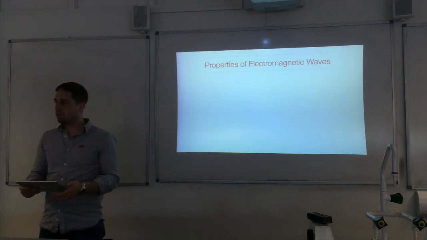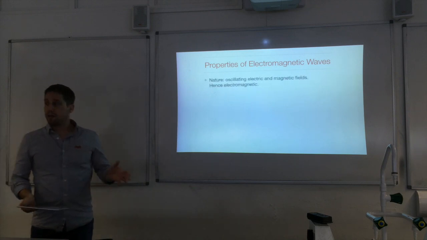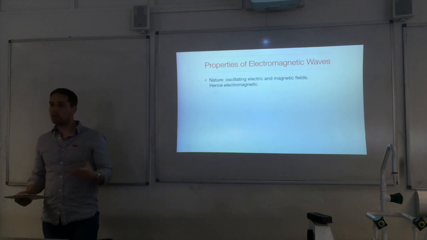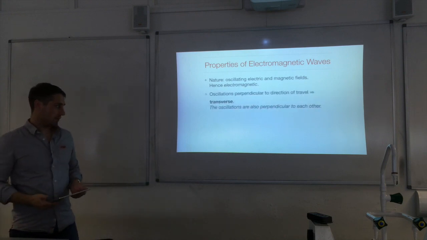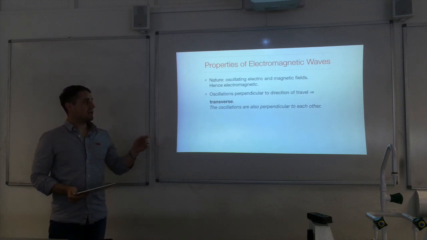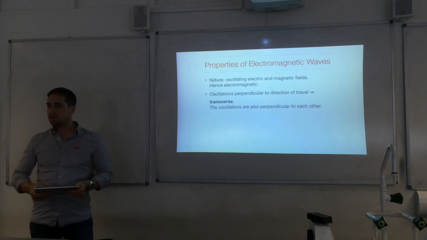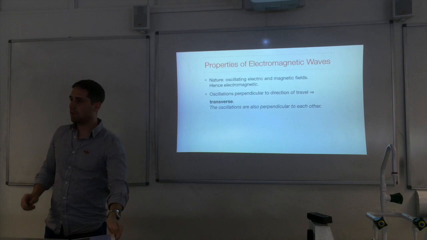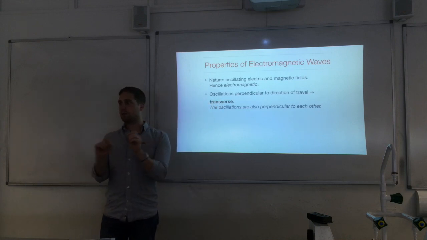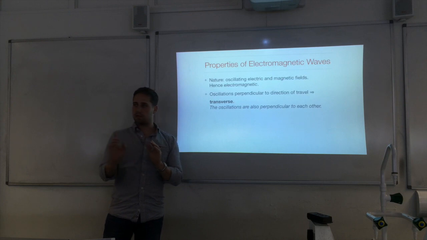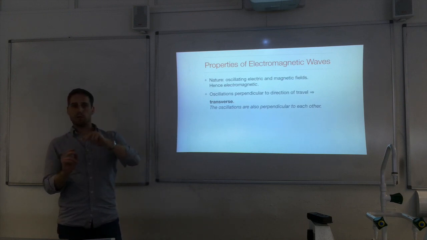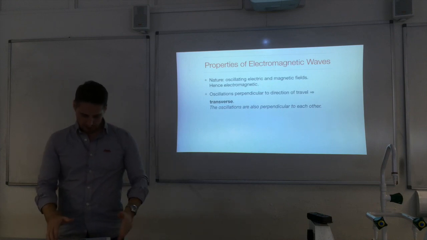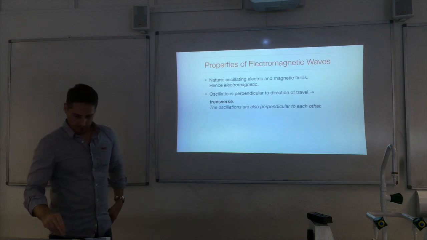Right, let's look at the properties of electromagnetic waves. Their nature is that they are oscillating electric and magnetic fields, so that's why we call them electromagnetic waves, or electromagnetic radiation. The oscillations in those fields are perpendicular to the direction that the wave travels in, therefore they're transverse waves. And also those electric and magnetic field oscillations are perpendicular to each other. So if the magnetic field was oscillating in the horizontal plane, then the electric field would be oscillating in the vertical plane. So they're perpendicular to the travel and to each other.